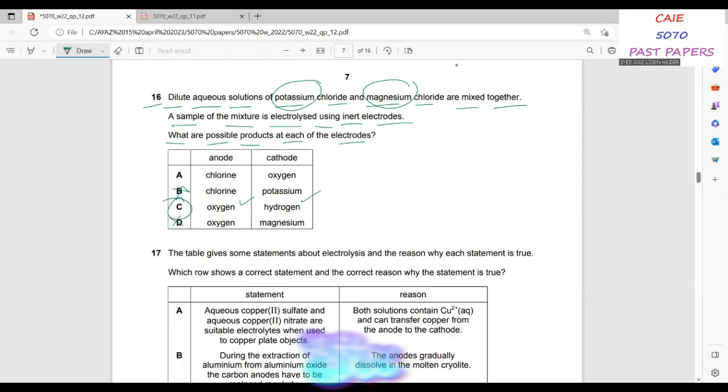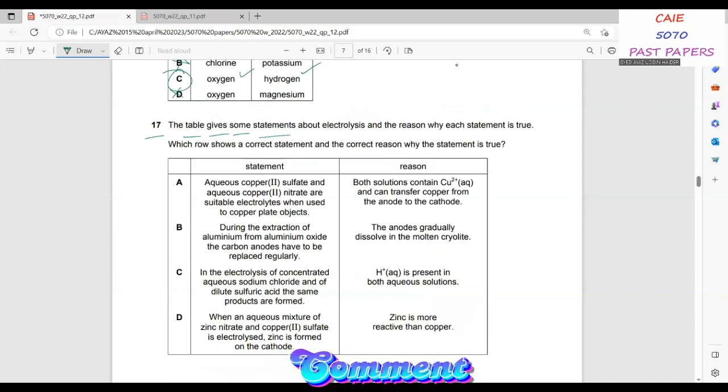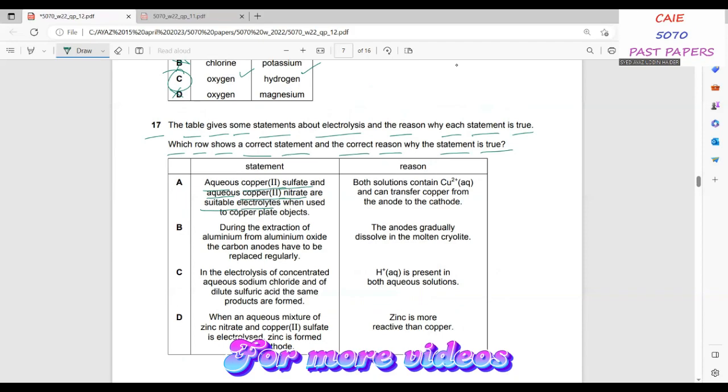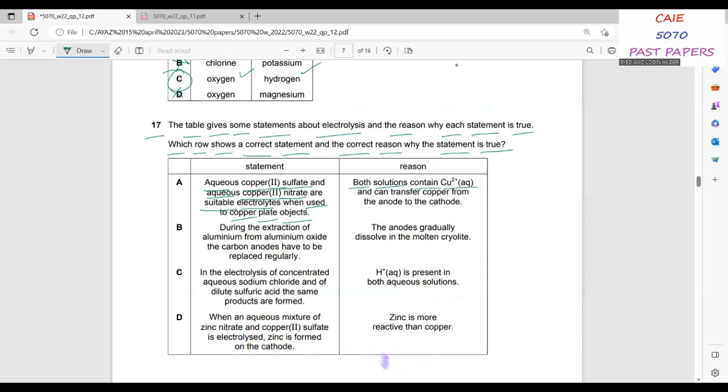Number 17. The table gives some statements about electrolysis and the reason why each statement is true. Which row shows a correct statement and the correct reason why the statement is true? A. Aqueous copper 2 sulfate and aqueous copper 2 nitrate are suitable electrolytes when used to copper plate objects. Reason: both solutions contain Cu2+ aqueous and can transfer copper from the anode to the cathode. This is the right statement.